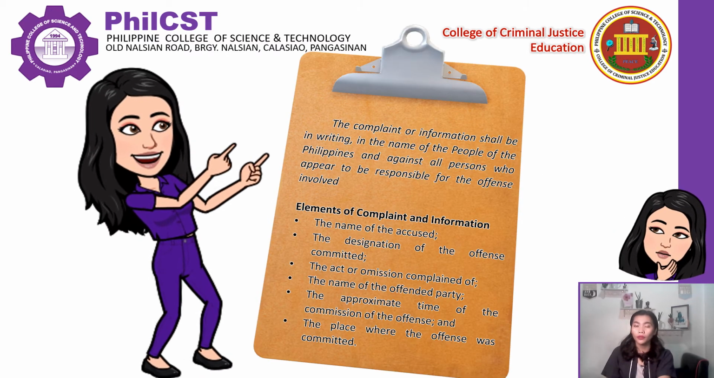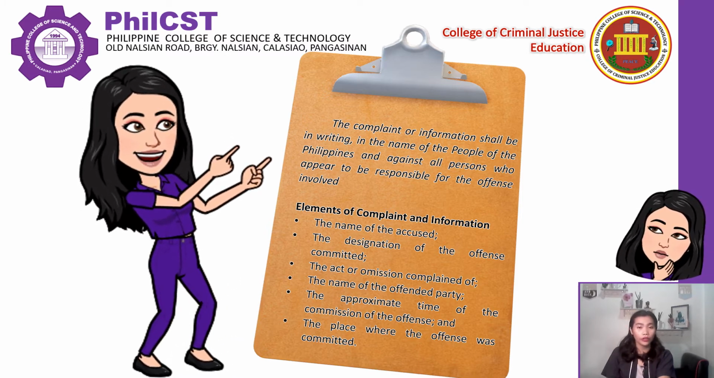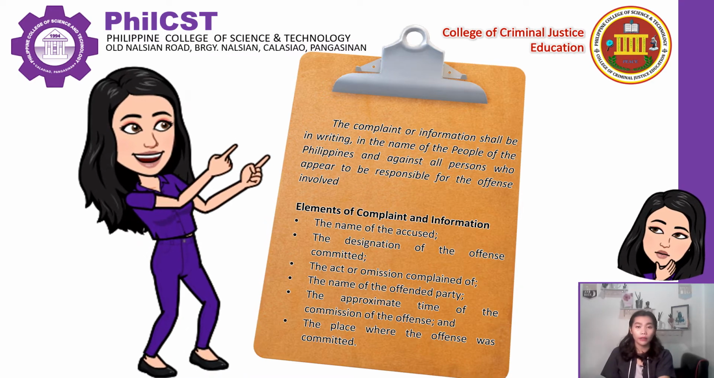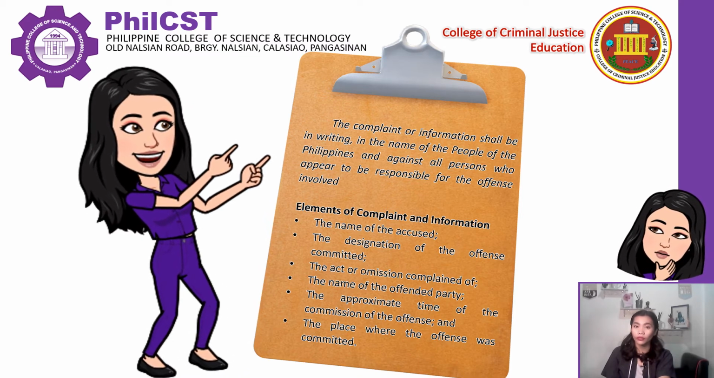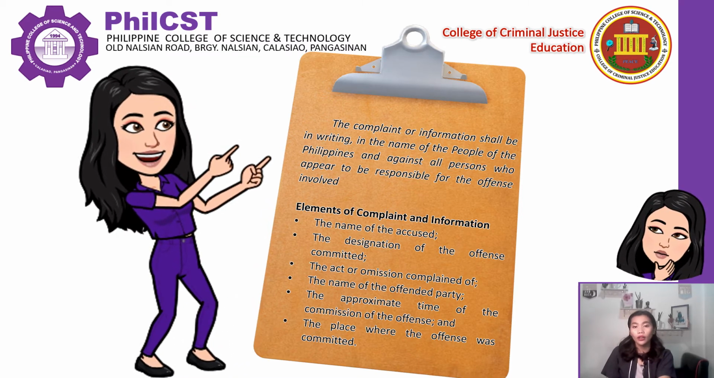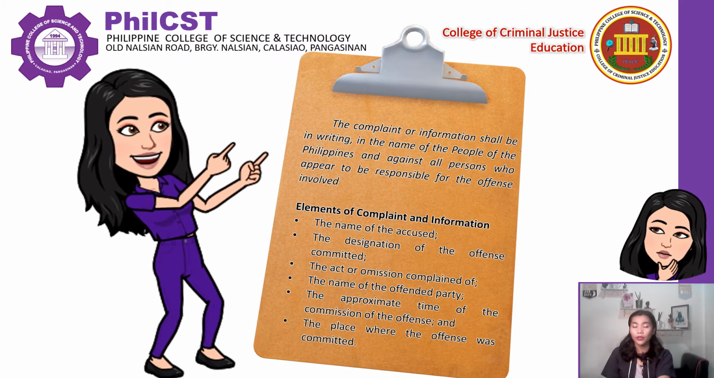So, the complaint or information shall be in writing in the name of the people of the Philippines and against all persons who appear to be responsible for the offense involved. So, the elements of complaint and information are just the same. We have the name of the accused, the designation of the offense committed, the act or omission complained of, the name of the offended party, the approximate time of the commission of the offense, and the place where the offense was committed.